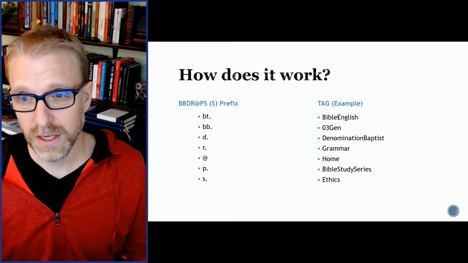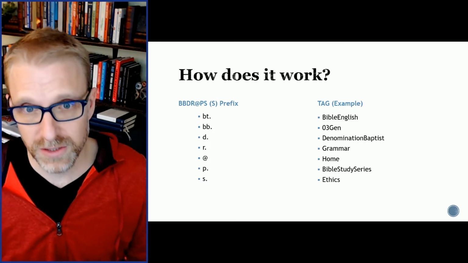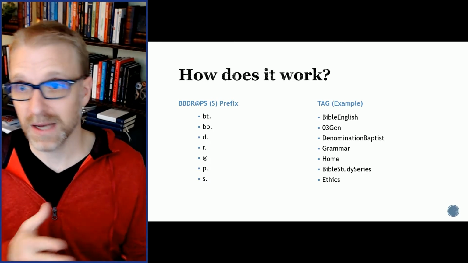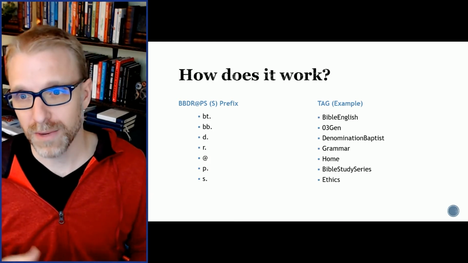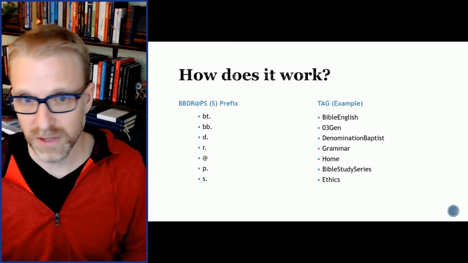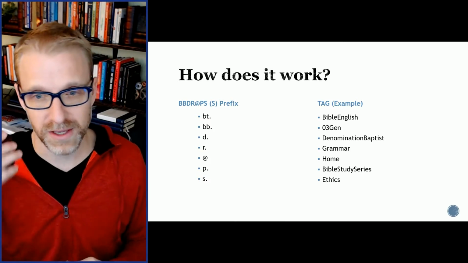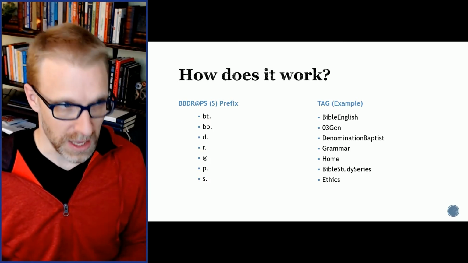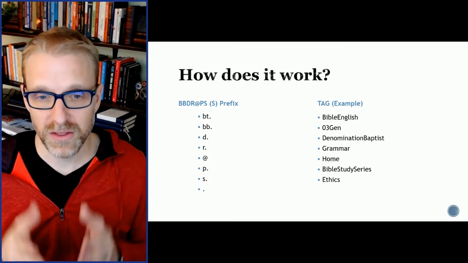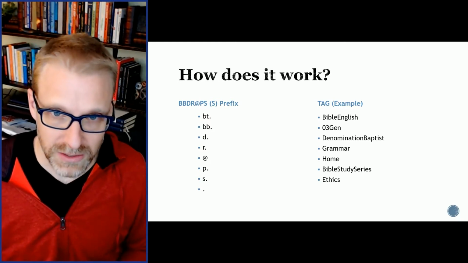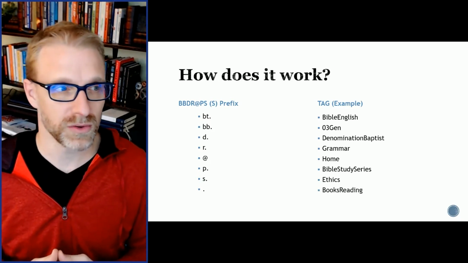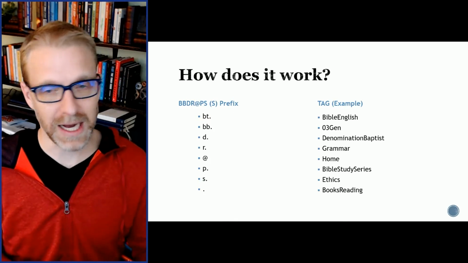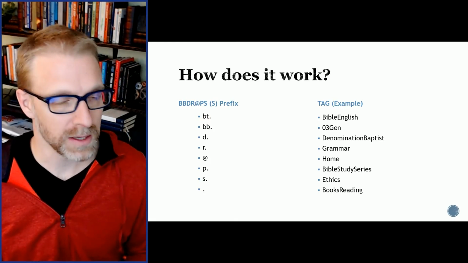It might be that these books are commentaries, and so BT dot commentary, and then you might also have it in the realm of language, and then you might also have it in the subject matter of ethics. And then the period, the dot, is for status, so if you're doing books that you're reading, it would be dot books reading.